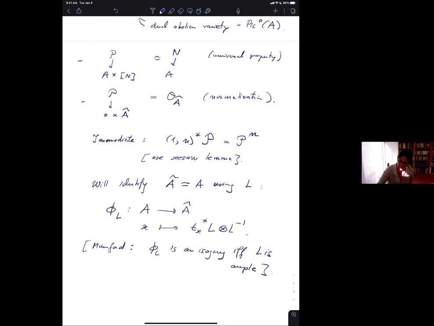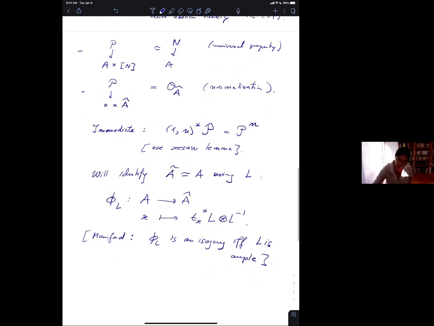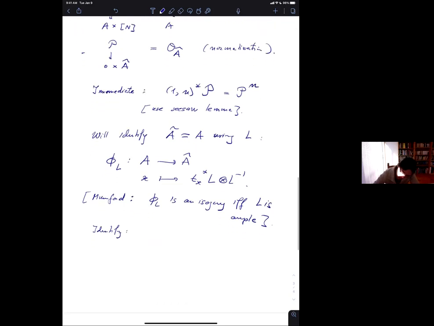Okay, so we want to work with the Poincaré on the product A times A, not A times A hat. So you'll excuse the abuse of notation here: the Poincaré on A times A will be simply the pullback under the Mumford map, and of course the identity on the first factor. We're going to call this P as well, just so we don't have a million names for it.